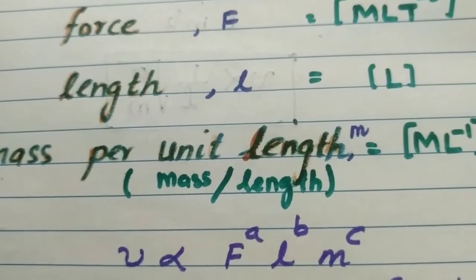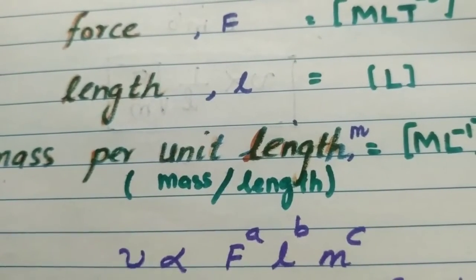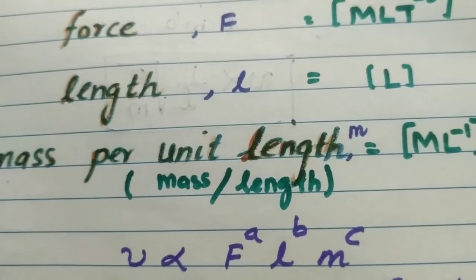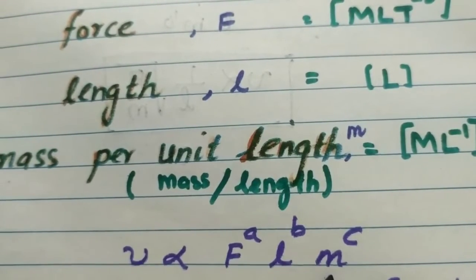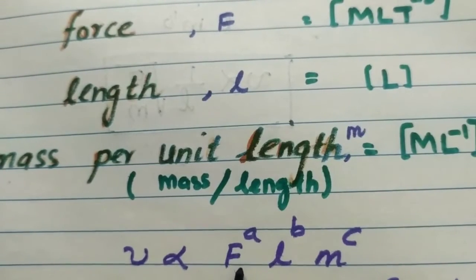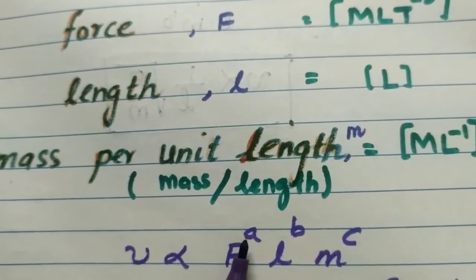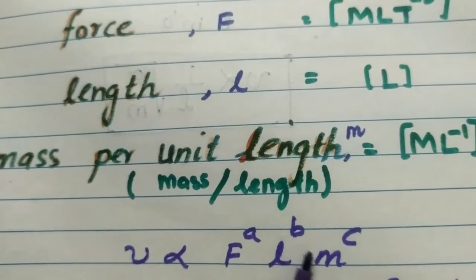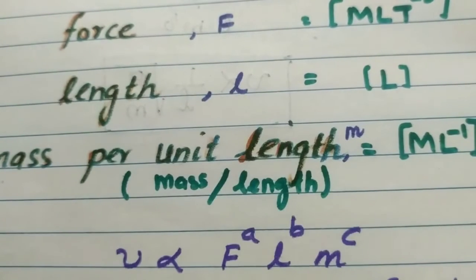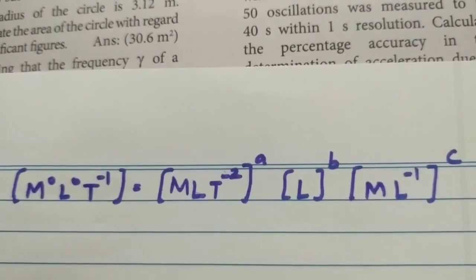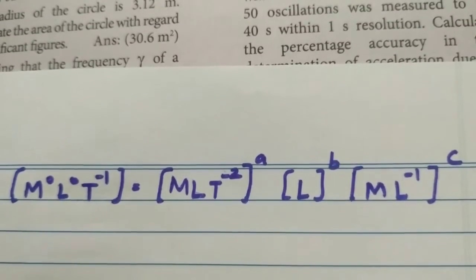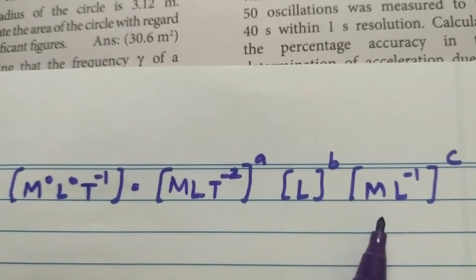In the problem it is given the frequency is directly proportional to, that is it depends on the force, length and mass per unit length. Okay. So we can write it as F power A, L power B and M power C. Okay. So now we are going to substitute the dimensions. Okay. After substituting the dimensional formulas we get this equation. Okay. Now we are going to separate this M, L and T.